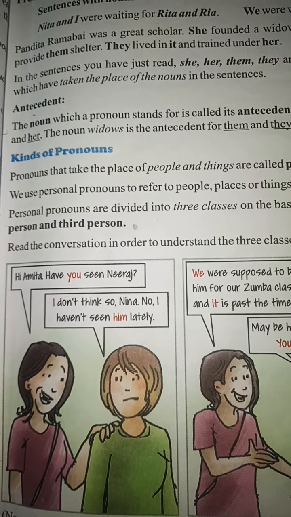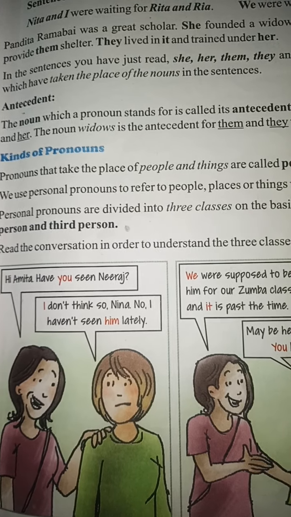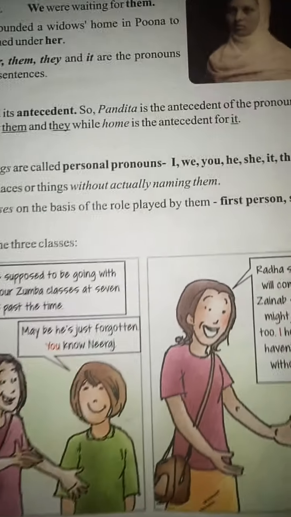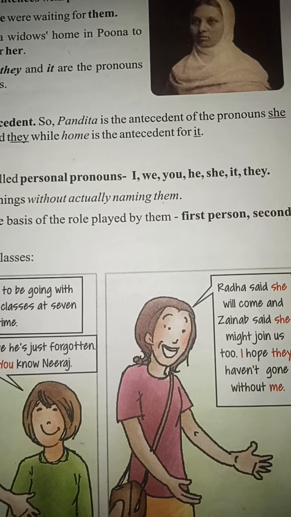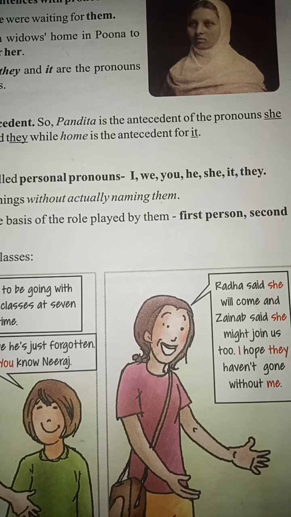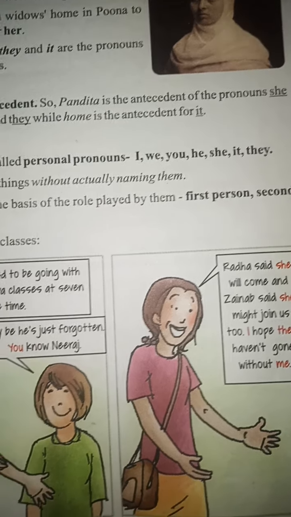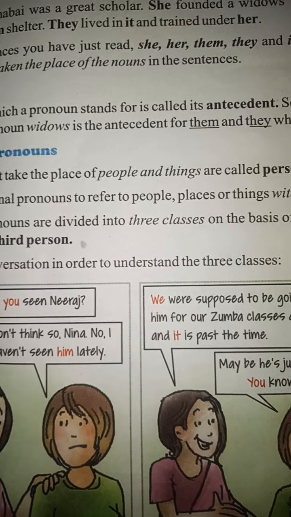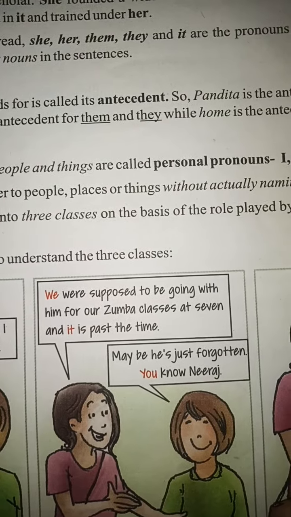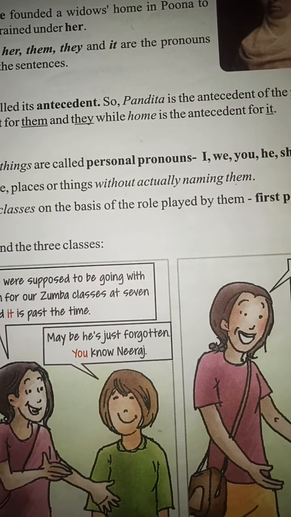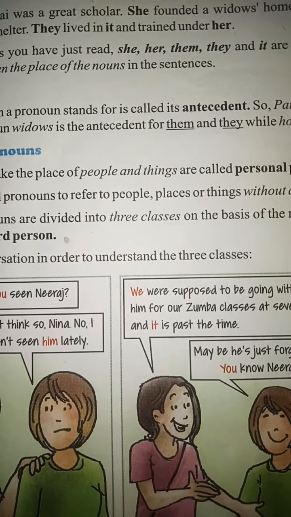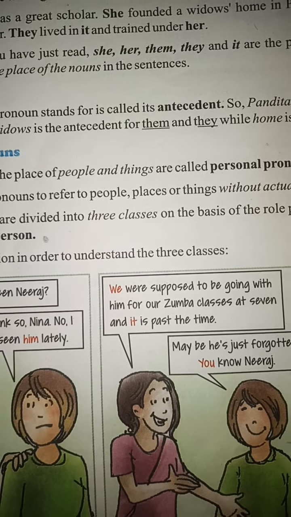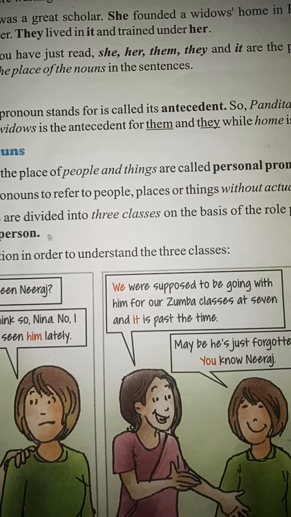Now we will see the various kinds of pronouns. Pronouns that take the place of people and things are called personal pronouns, and we use words like I, we, you, he, she, it, and they. We use personal pronouns to refer to people, places, or things without actually naming them. Personal pronouns are divided into three classes on the basis of the role played by them. In them, we have first person, second person, and third person.